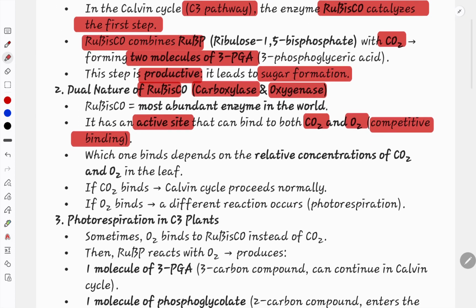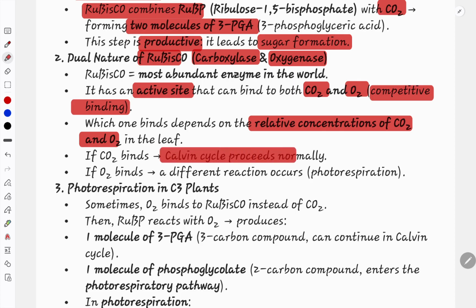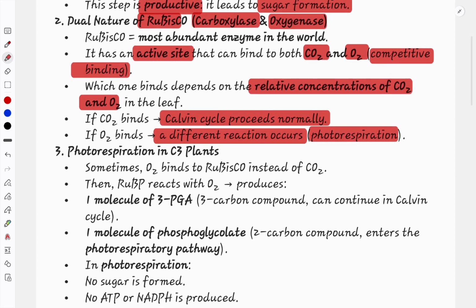Which one binds depends upon the relative concentration of CO2 and O2 in the leaf. If CO2 binds, the Calvin cycle will proceed, and if O2 binds, a different reaction will proceed, known as photorespiration. Photorespiration occurs in C3 plants. Why in C3 plants and why not in C4 plants? We will discuss this further.